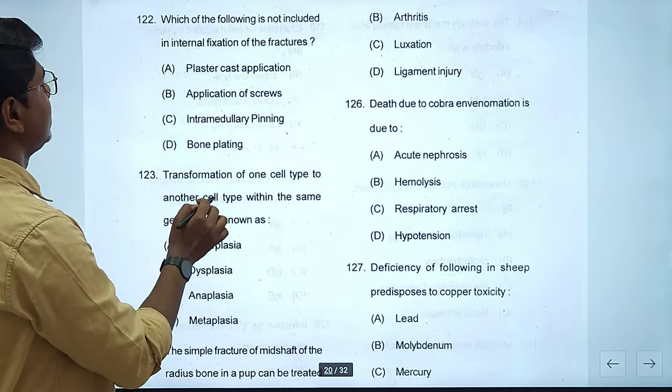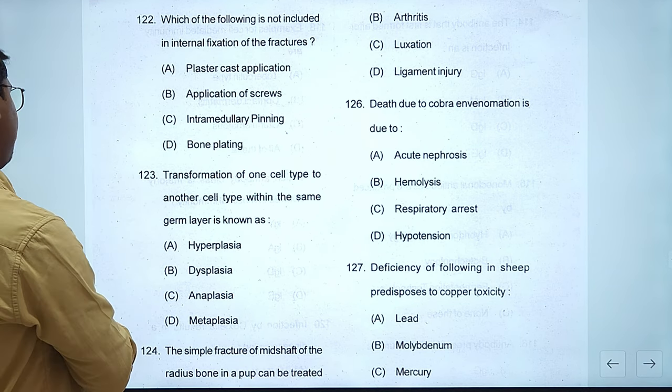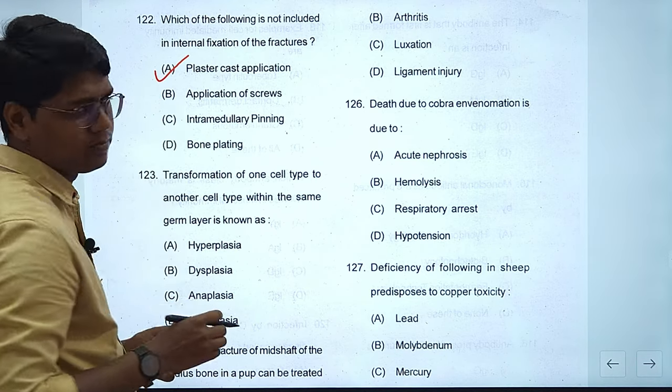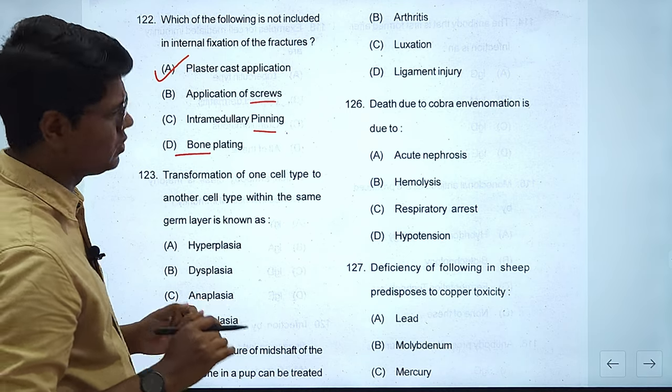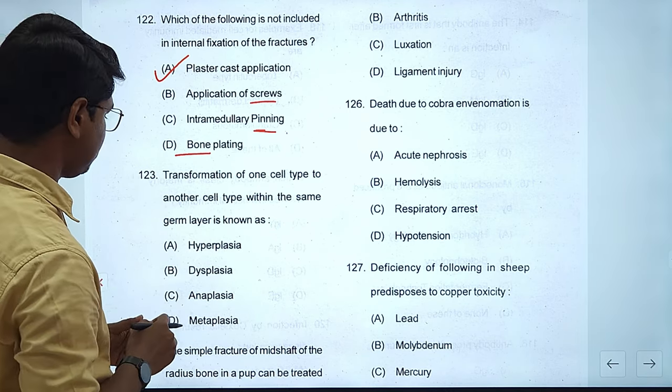Next question 122, which of the following is not included in internal fixation of fractures? The answer is plaster cast, it is external bandaging. The screw, pin and bone plate are internal, although pins can be used for external skeletal fixation.